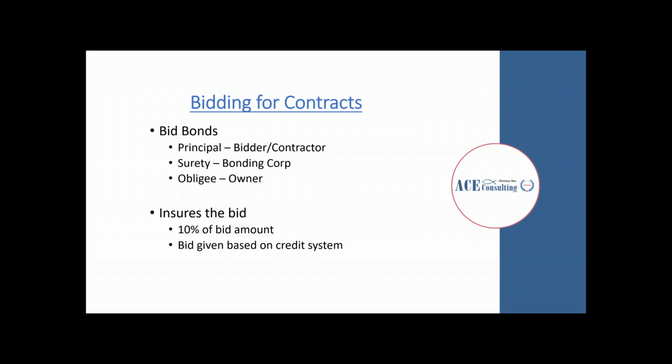Bonds are often taken out for bidding. The principal on a bid bond is the bidder or the contractor that is submitting a bid. The surety is whichever bonding corporation they use to secure their bond with. And the obligated party is the owner. Typically, a bid bond insures the bid for about 10% of the bid amount. And this 10% is given based on a credit system with the bonding company.